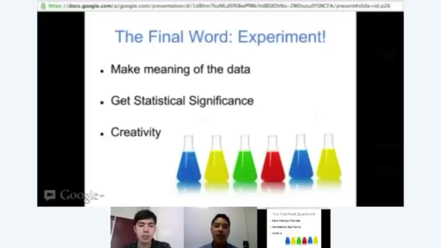And lastly is creativity. I think some of the most successful campaigns out there in the online marketing world just have a little touch of creativity that maybe someone hasn't thought of yet, or that takes advantage of a piece of information in a really new way. So I think that's really the key to success: being creative, making meaning of your data, and making sure you have statistical significance to focus on what's working.